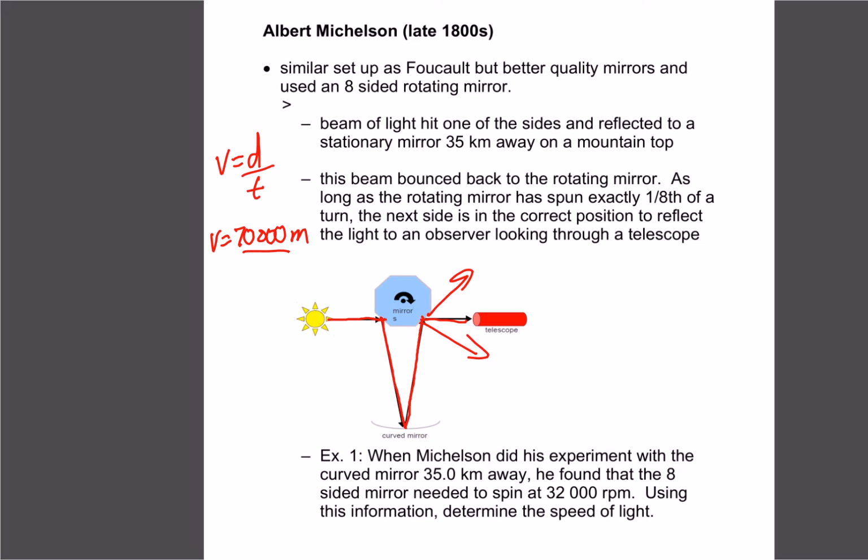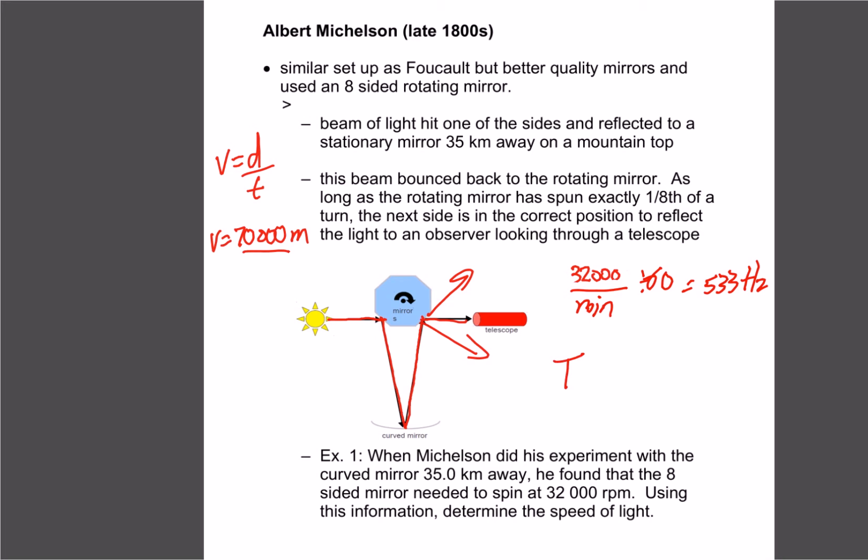So if we know that the 8-sided mirror spins at 3,200 RPMs, what we want to do is figure out what that is as time. So 3,200 revolutions per minute, right? So what we want to do is change that to seconds. So 3,200 is how many turns in a minute. If we divide that by 60, that'll actually give us per second. So 3,200 divided by 60 gives us 533 hertz, or per second.